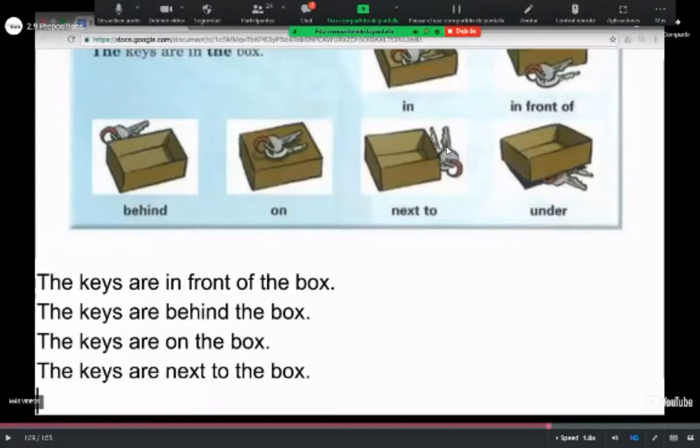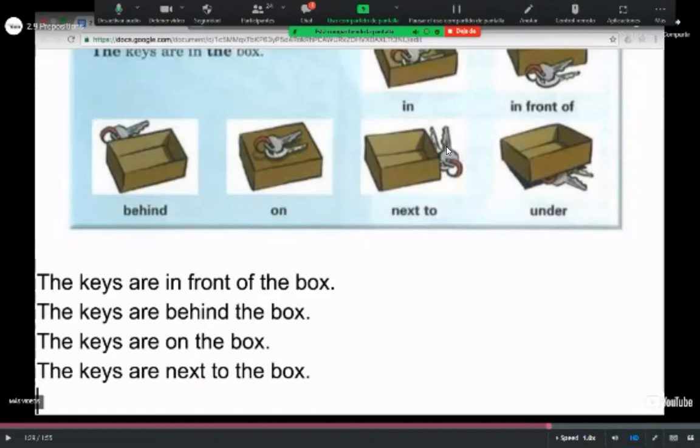It. If it was it, it would be singular. But in this case, keys is plural. So, they. Correct. You can say the keys, again, repeating the information of the question, or you can say they. They are in front of the box. They are behind the box.